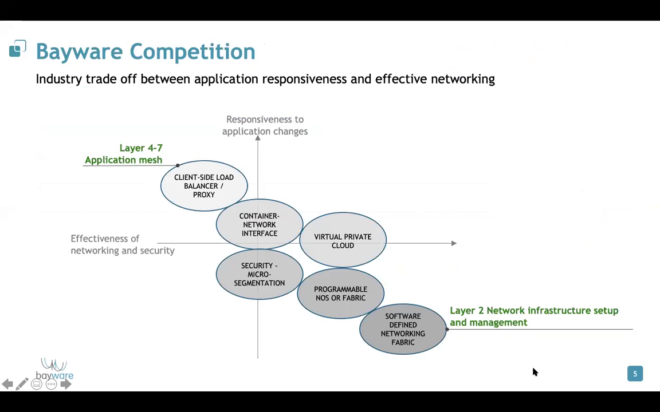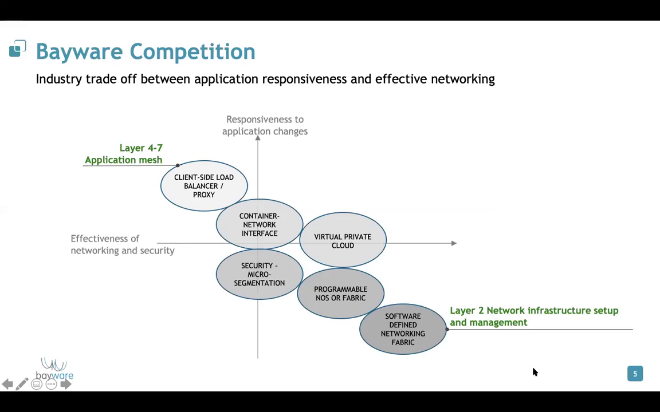If we look at this on a 2x2 matrix where the vertical is responsiveness to application change and the horizontal is the effectiveness of the networking, you can see there's a trade-off in the industry. An application mesh, a client-side load balancer, is excellent at responding to applications. That's what it's for. But it's not very good at creating secure networking.